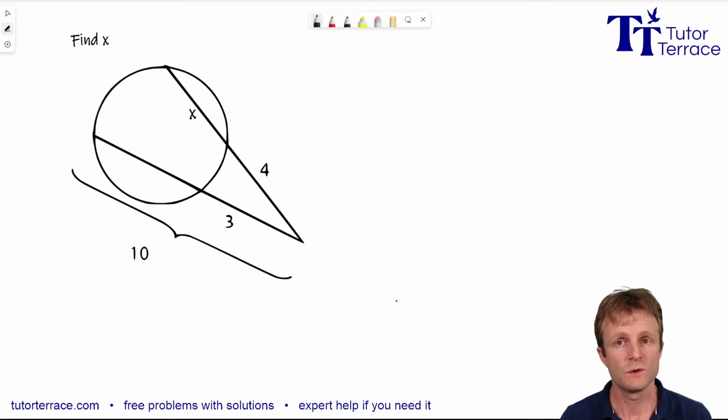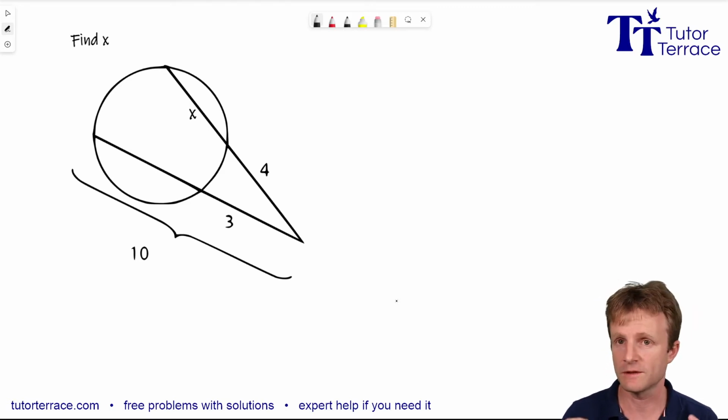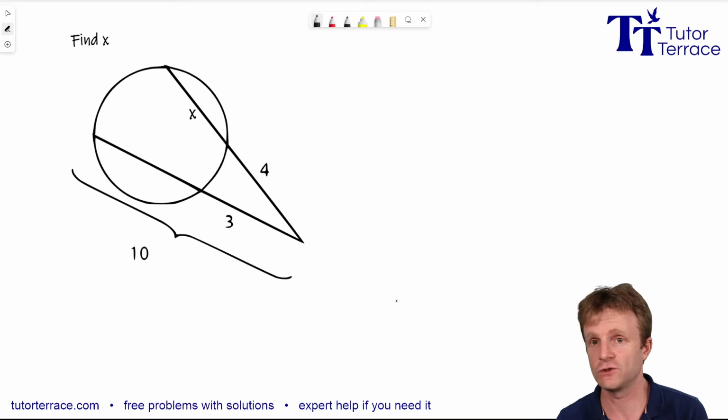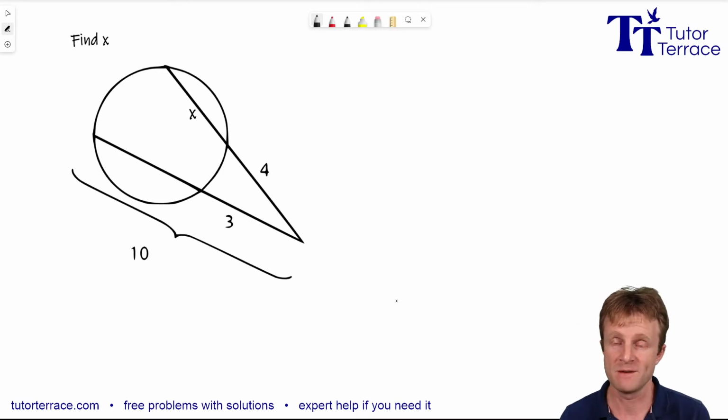Okay, to attack a problem like this, because you have a circle, think about the theorems you know for circles. Now there is a theorem called the intersecting secants theorem, which just gives you the answer to this, but maybe you didn't study that, maybe you didn't memorize it. You have to solve this problem directly.